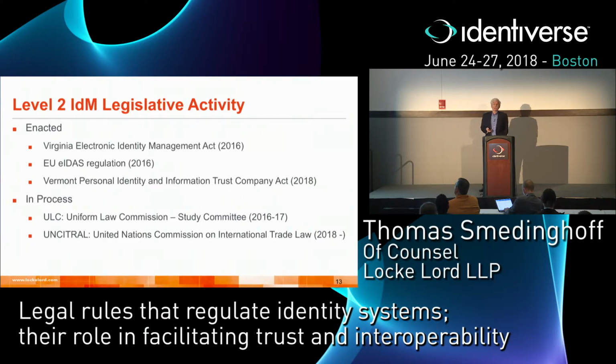And Vermont, literally within the past couple of weeks, enacted something called the Personal Identity and Information Trust Company Act, where they are trying to define a new kind of corporate entity that would operate some sort of identity systems, but would have the obligations of a fiduciary with respect to the data subjects whose identity it is asserting in various circumstances. I have no idea where that statute is going or how many people will want to adopt the approach, but it remains to be seen.